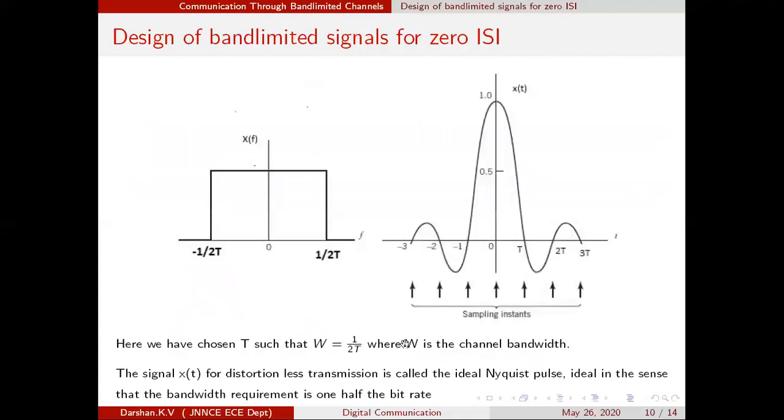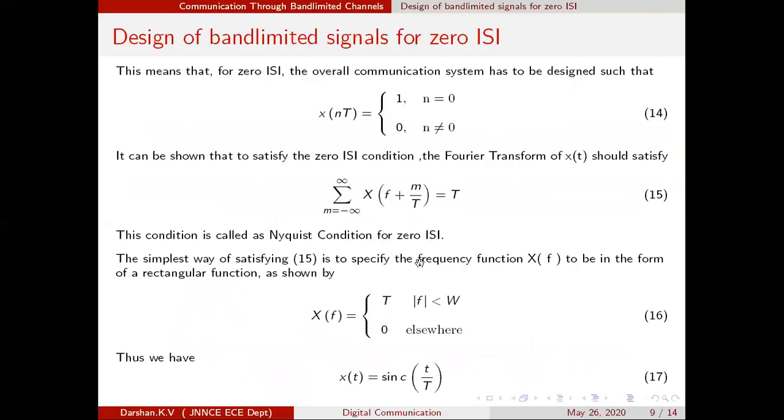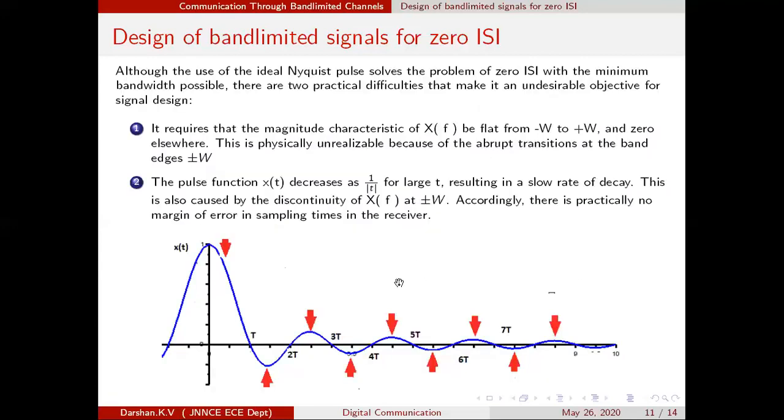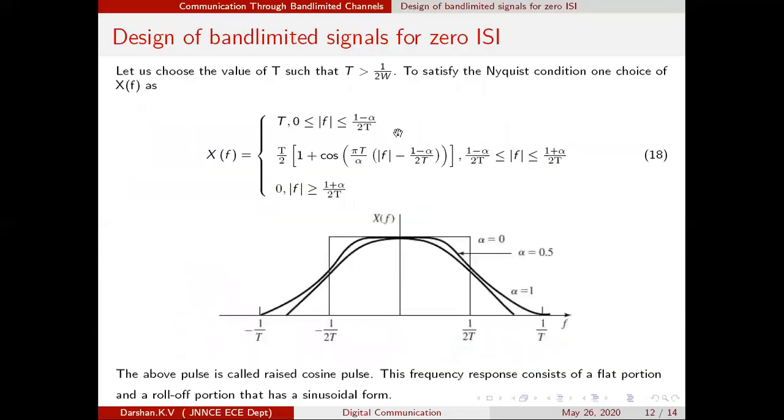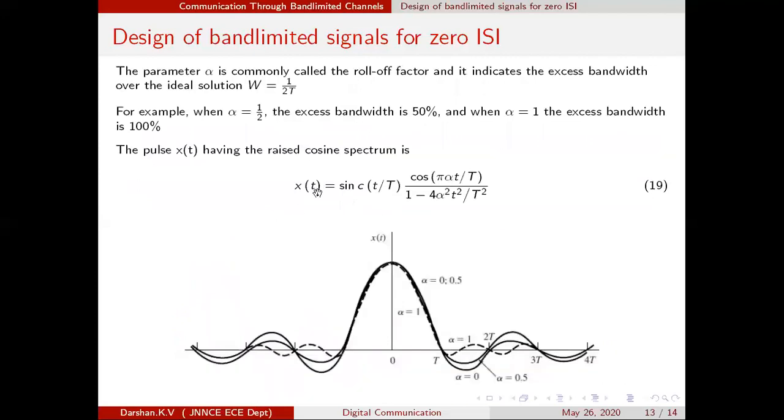So these are the very practical difficulties whenever you use x of t equal to the sinc pulse. So is there any alternative? Yes, there is an alternative. The alternative is this function x of t. Just observe, I won't tell you in detail, equation 19. X of t contains sinc. Initially we had sinc, but along with the sinc we now have some extra term. So this function is not the sinc function, it is called the raised cosine function.